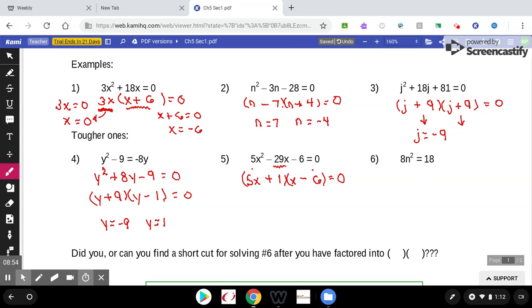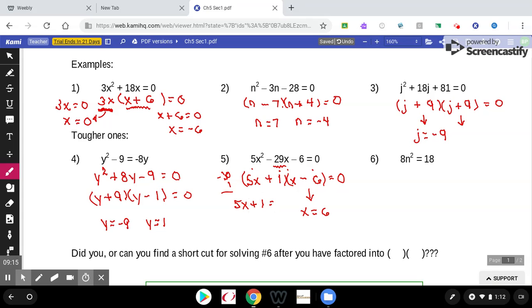Multiply the outside 2 guys, I get negative 30. Multiply the inside 2 guys, I get 1. And does that add up to negative 29? And the answer is yes. So switch the sign, and I get 6. Now, I'm going to do the long way here for number 5.